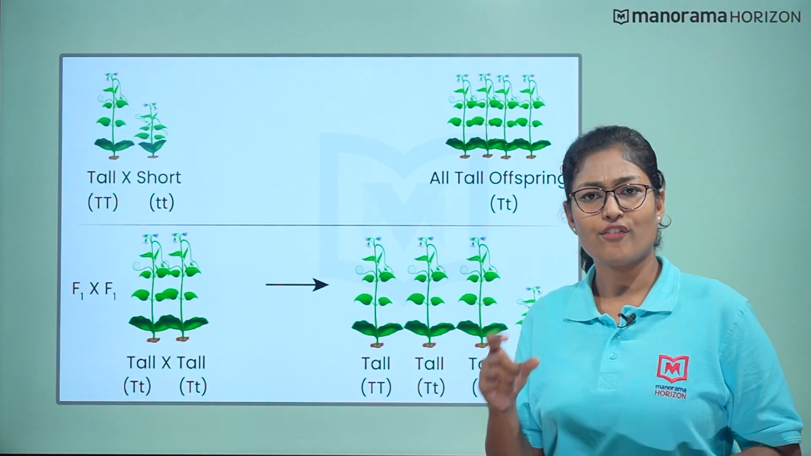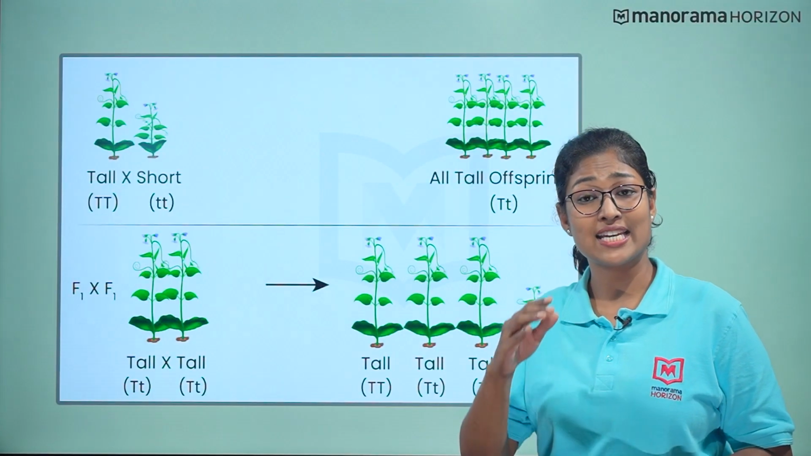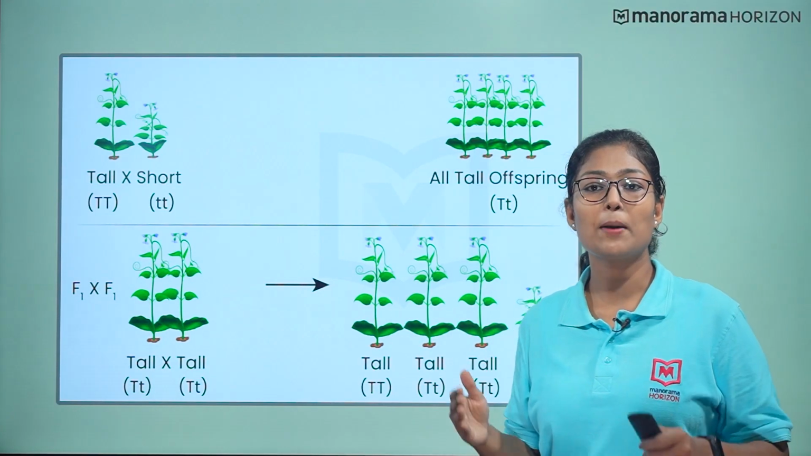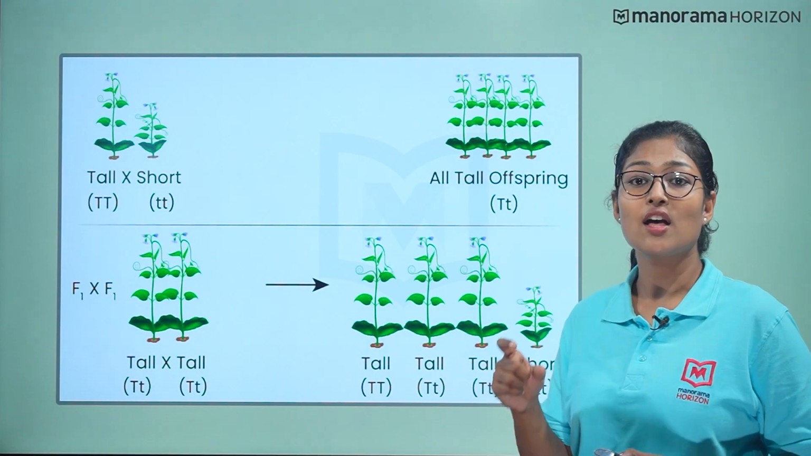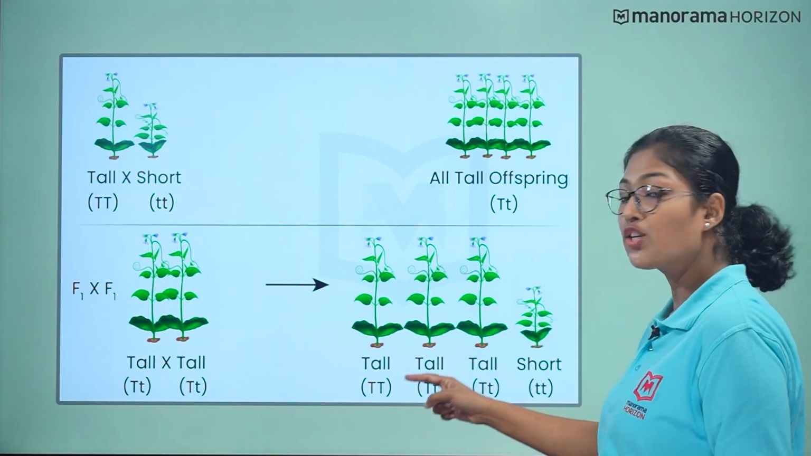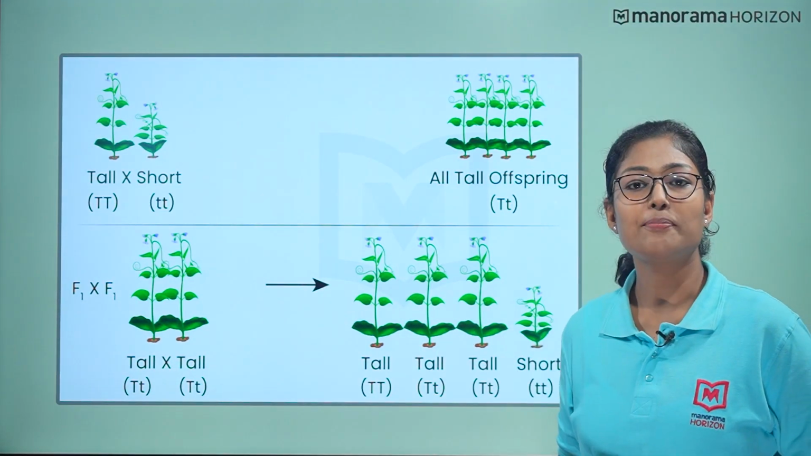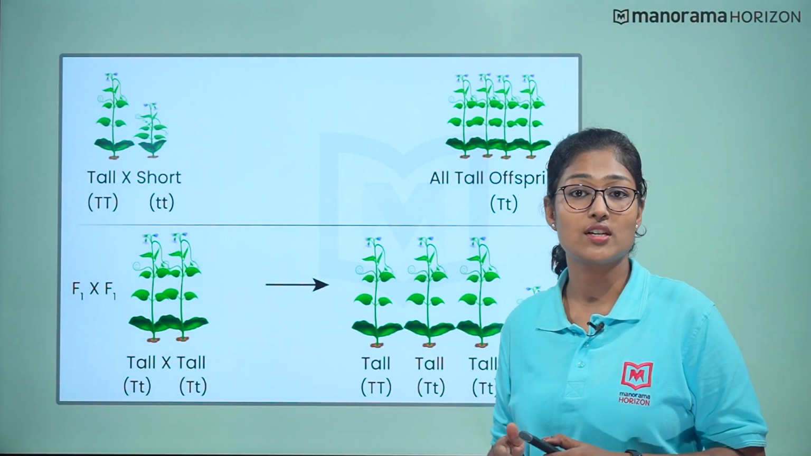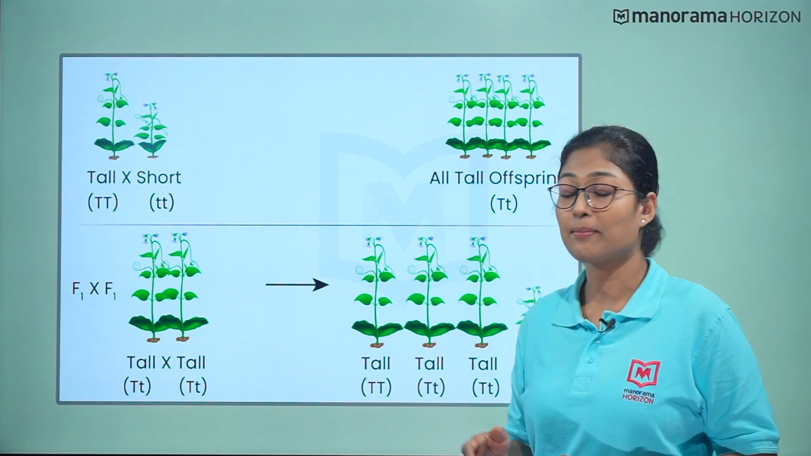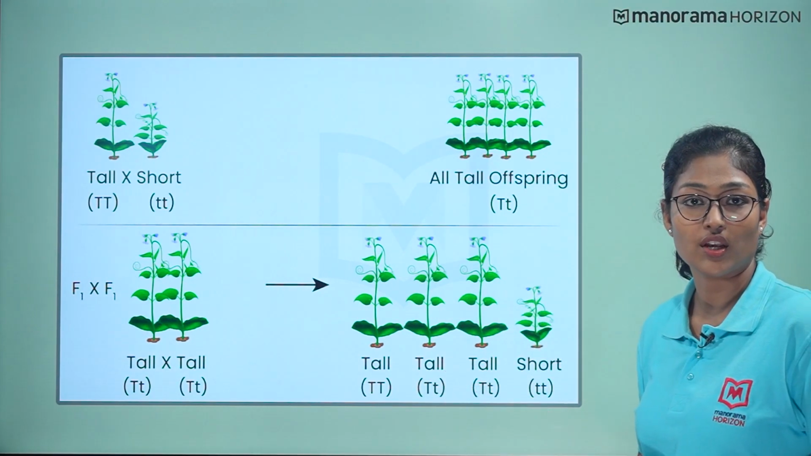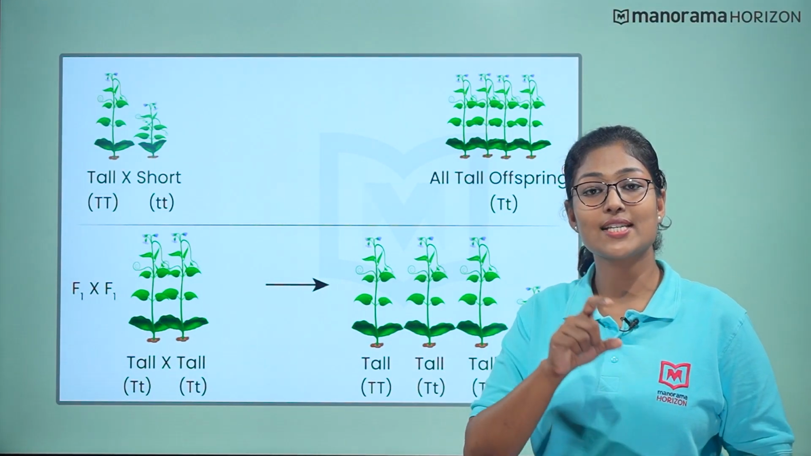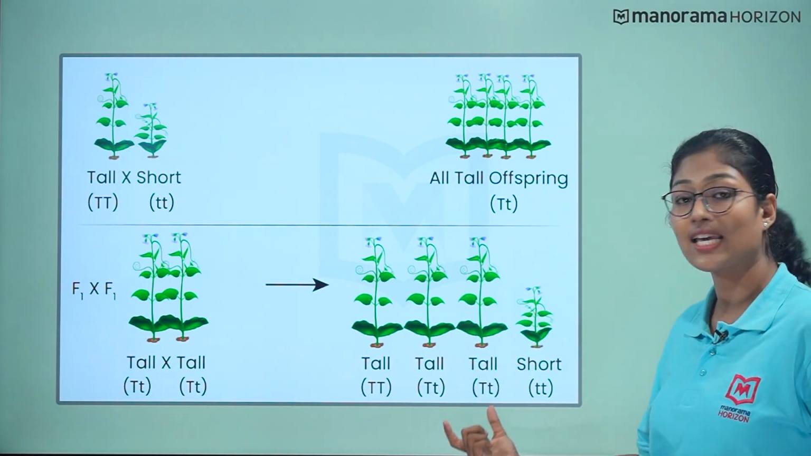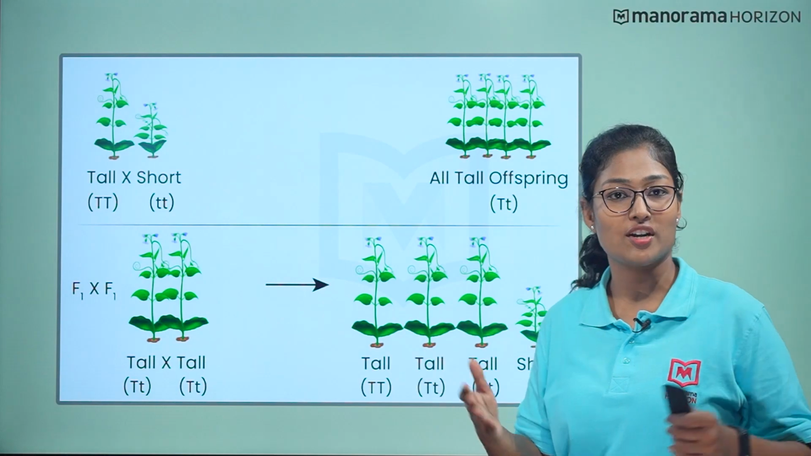Now think, if a pea plant can have an allelic pair capital T and small t, the organism having a pair of dissimilar alleles for a gene is called heterozygous. The F1 plants obtained in the above mentioned cross were heterozygous for stem height and had genotype capital T small t. So the genotypes capital TT and capital T small t express the same phenotype, which is tallness.